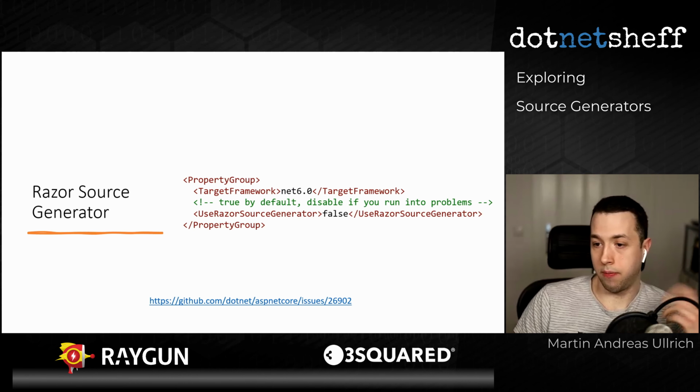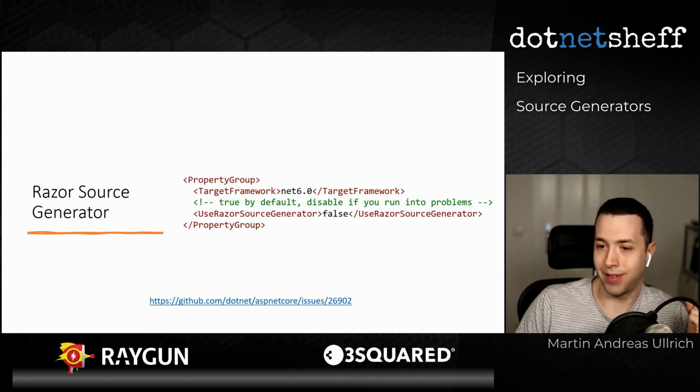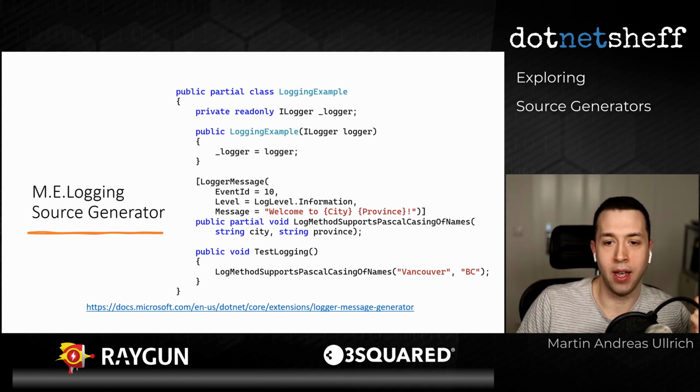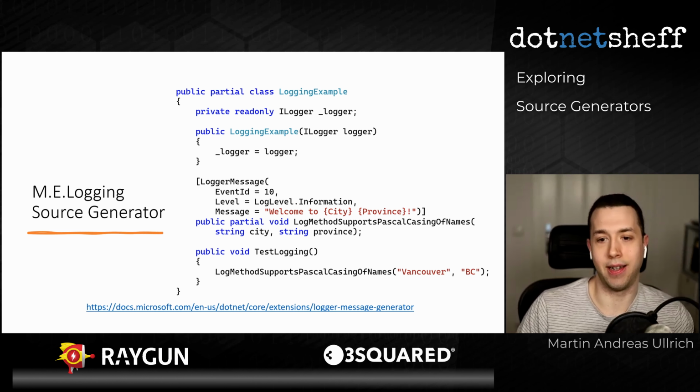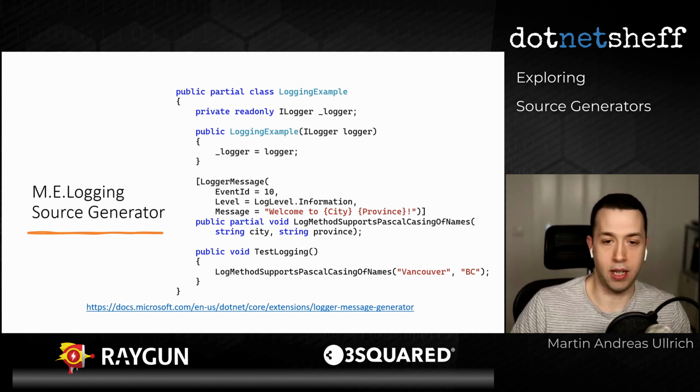Again, the Razor source generator is now the default in .NET 6. You can still opt out if it's causing troubles for you. I haven't had any troubles with that, so go ahead and see if that works. And again, the Microsoft.Extensions.Logging source generator should be available by default if you're just using the Microsoft.Extensions.Logging NuGet package. Also, what I didn't show you before, you can also set the event IDs, which is also something that I really don't do all the time. And it just makes some things a bit easier.